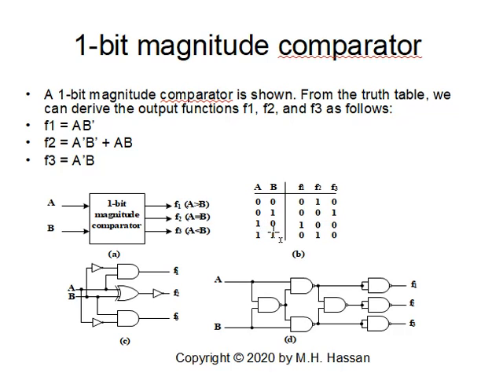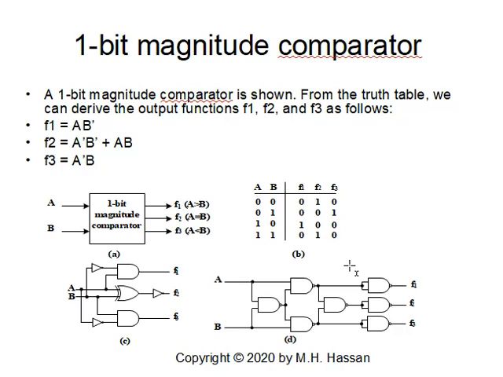If A is 1 and B is 0, A will be greater than B, so F1 will be 1. They are not equal, so F2 is 0, and A is not less than B, so F3 will be 0. When we have 1, 1, they are equal again, so you find F2 is 1, while F1 and F3 are 0.